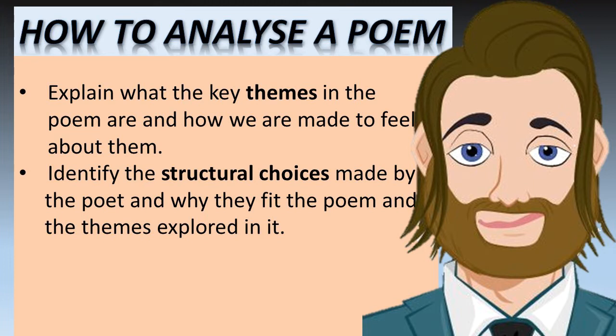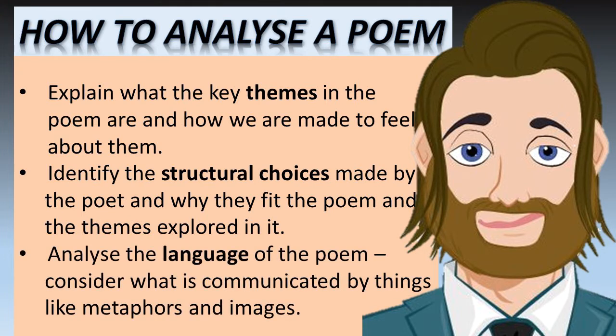So if it rhymes, maybe that reflects the order that love has brought to the speaker in the poem. And if it doesn't, and there's no real order to the poem, maybe it might be reflecting the chaos that can be caused by war or conflict. So we think a little bit about why the structure has been chosen, and then we move on to analysing the language of the poem, choosing those key significant moments, those quotations, and then considering what's communicated by things like metaphors and images in the poem.